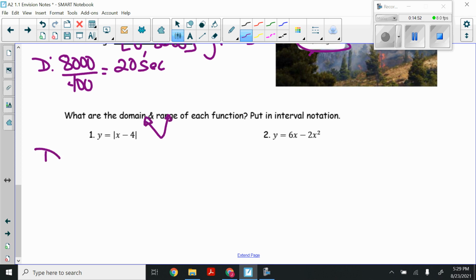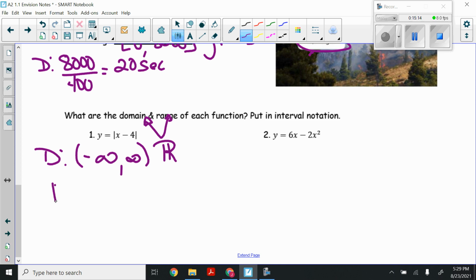Domain, remember, these are what we can put in. Remember, we said absolute value, we can put any number that we want into an absolute value equation, right? So that's negative infinity to positive infinity. So parentheses, negative infinity, positive infinity, parentheses, or I could write all reals.